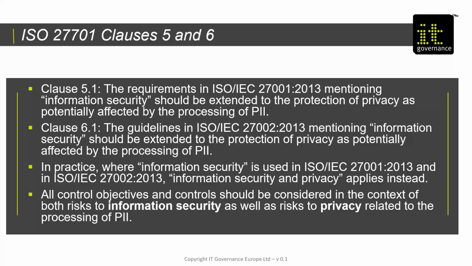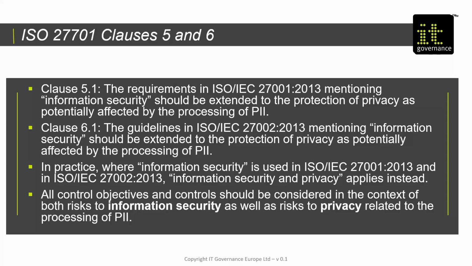In saying that, Clause 6.1 of the PIMS standard mentions that information security should be extended to the protection of privacy as potentially affected by the processing of PI, and that all control objectives and controls should be considered in the context of both risks to information security as well as risks to privacy relating to the processing of PI. So what does this mean for you?